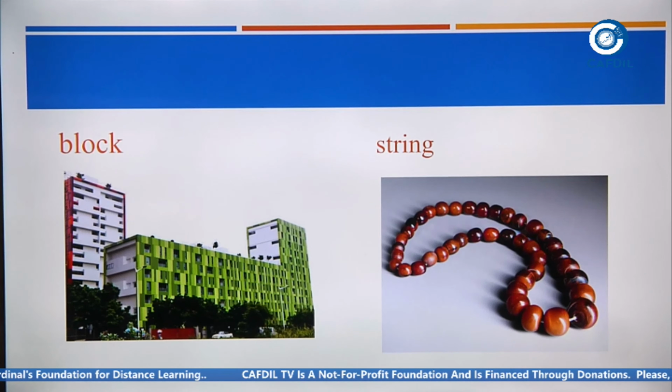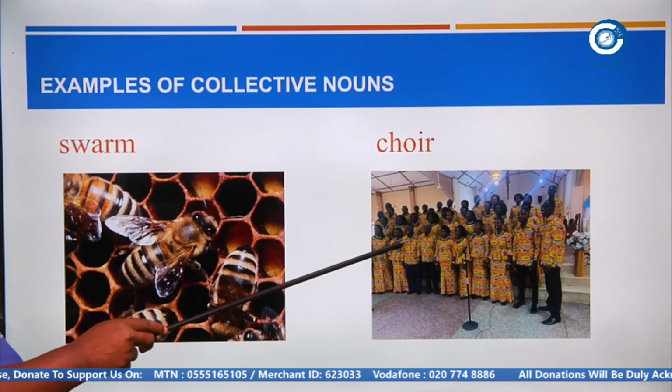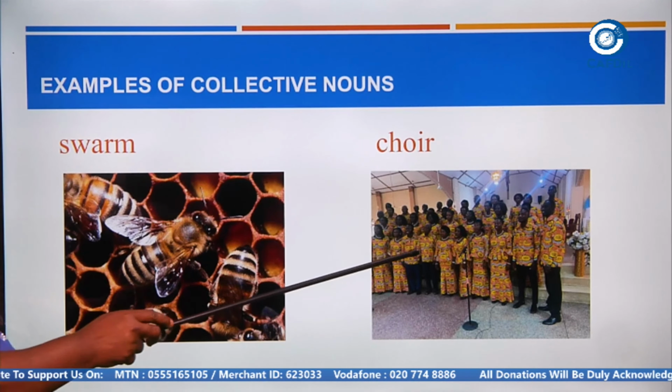What is this? Swarm. Swarm of bees. Choir. Choir of what? Singers. Choir of singers. These are books. All together, we call it library. So library of books.